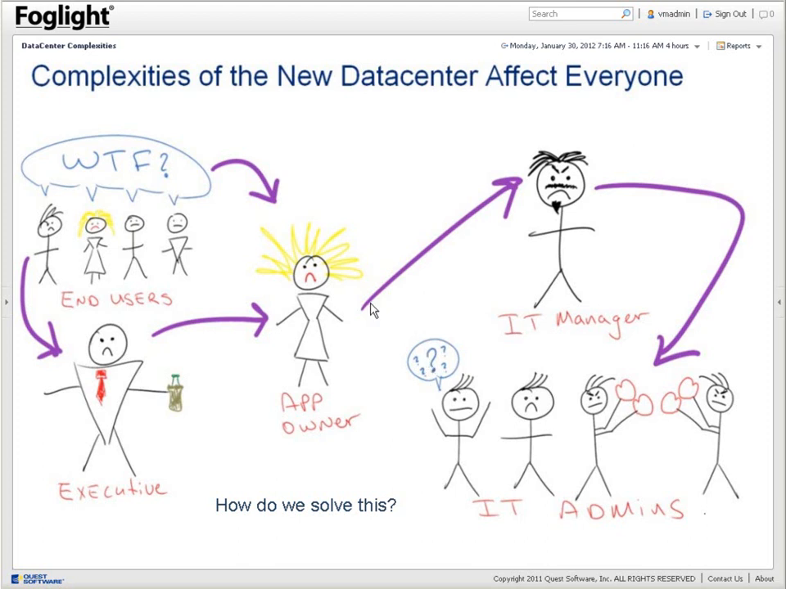So pretty much what we get here is a situation in which everybody's stressed and unhappy. Users are not using the application properly, and in many cases the company loses money. So the question is, how can we solve this?